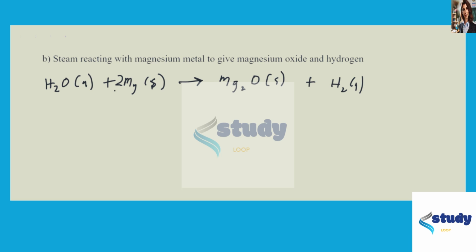We just had to multiply the magnesium coefficient by 2. And we had to know the oxidation states of magnesium and oxygen in order to know what magnesium oxide looks like chemically, what the formula looks like for that one.